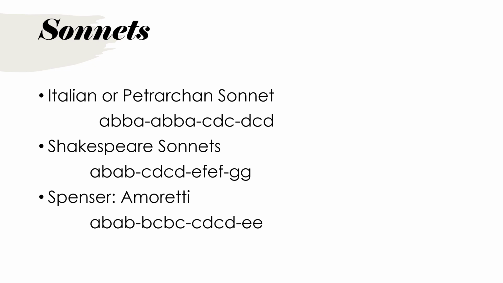Next we have Edmund Spenser's Amoretti, and this is also known as the Spenserian sonnet. Sir Edmund Spenser was the first poet who modified Petrarch's form and introduced a new rhyme scheme, like ABAB, BCBC, CDCD, EE, which is specific to Spenser, and such types of sonnets are called Spenserian sonnets.